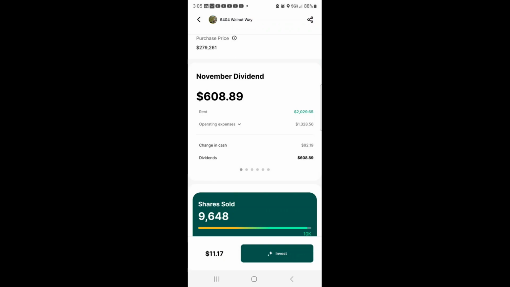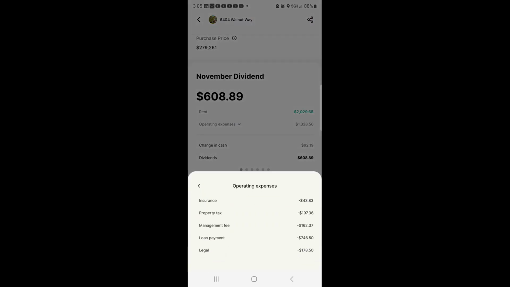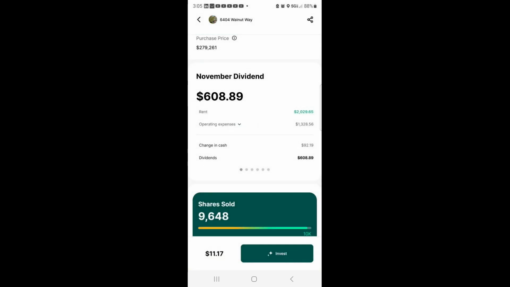When you look at the rent, it shows you the rent and operating costs. You get to drop down and see the operating costs, property management fees, and so on. Then it says change in cash, $92.19. Then it shows you the dividend for that particular month, which is $608.89. That's good and all. It says the same thing for October, September, August, July. Actually, I swiped the wrong way. So it shows you June, July, August, September, October, November.